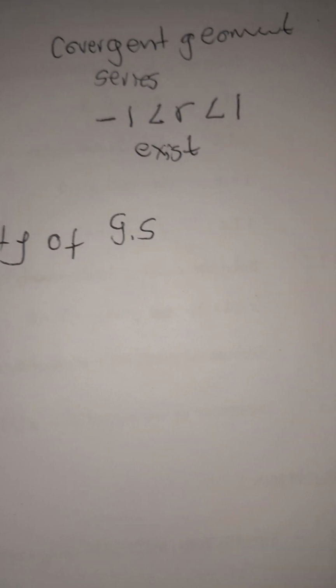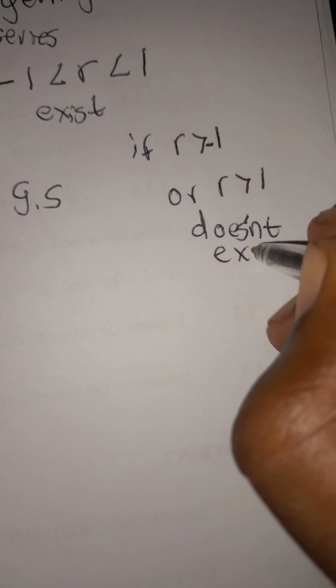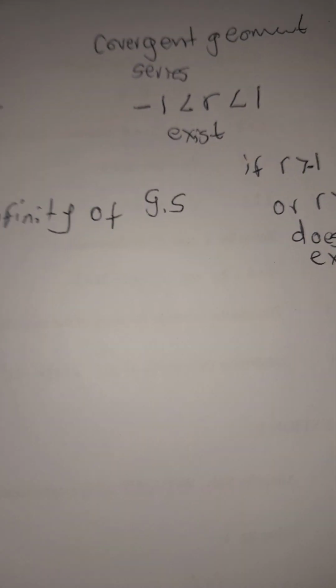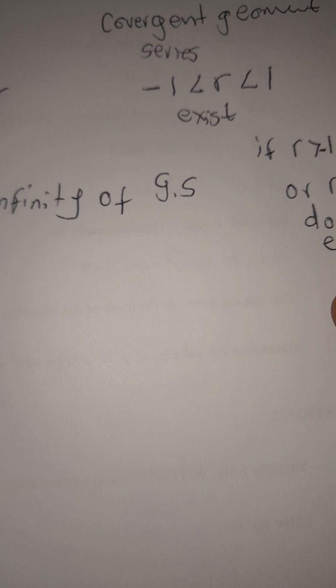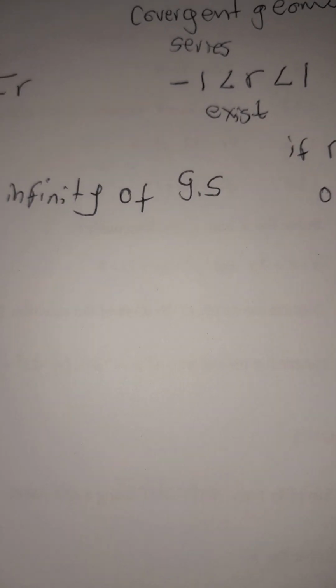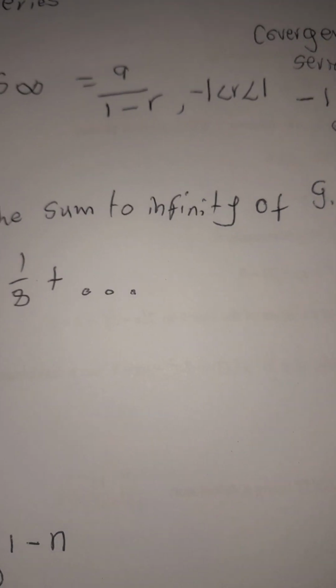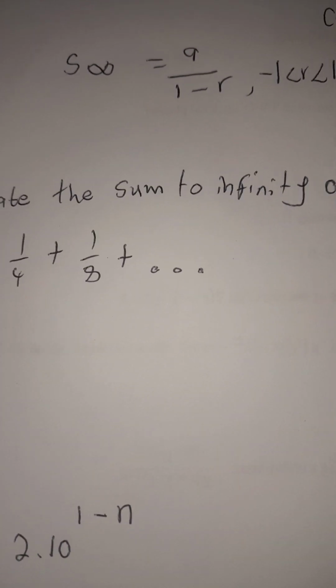If r is less than -1, or r is greater than 1, it doesn't exist. This is what you should know. So these are the two conditions you must have in your mind when you're working with a sum to infinity of a geometric series. I hope that was clear. Remember, this formula exists when -1 is less than r and r is less than 1. So we may begin.